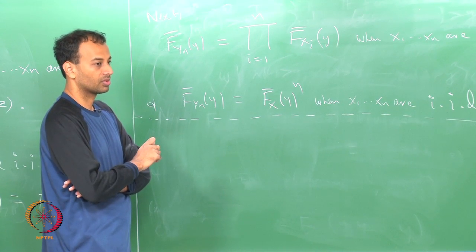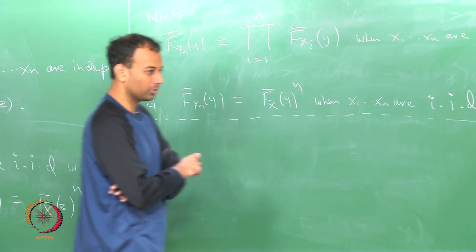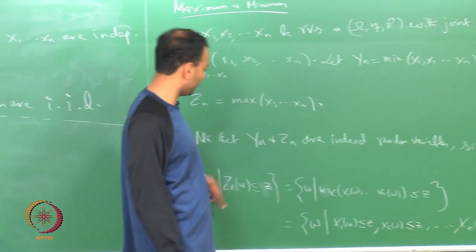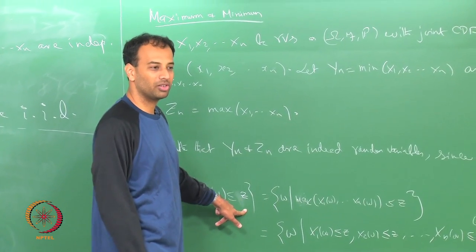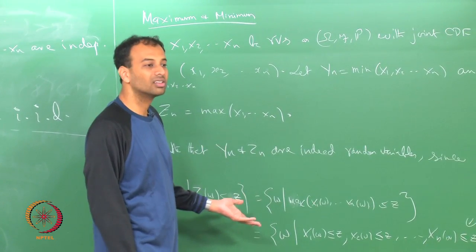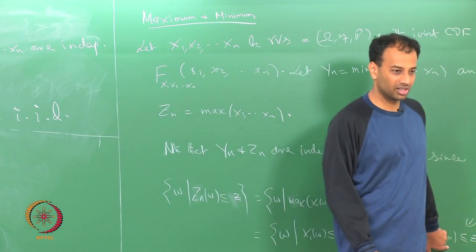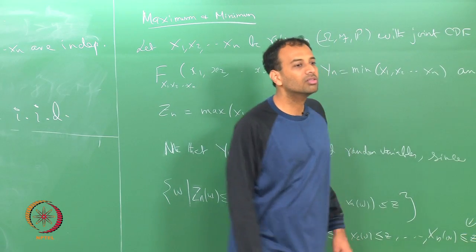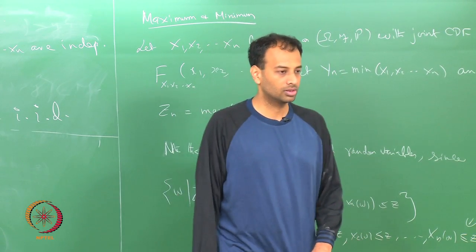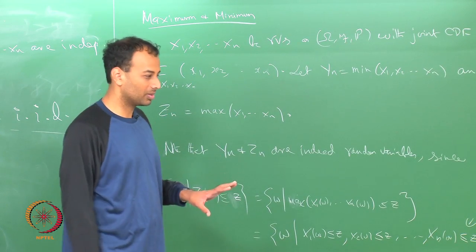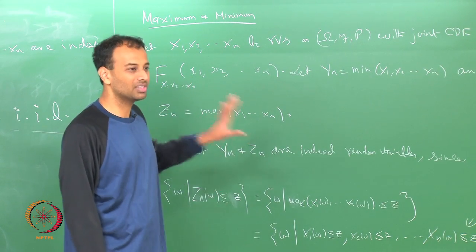Question: for random variables and functions, why don't we need to prove that it is a random variable? Yes, that is what we need to prove. But here there was an easier way out. You directly proved that pre-images of semi-infinite intervals are events. You exploited the fact that x_1 through x_n are random variables. A random variable just means a measurable function.